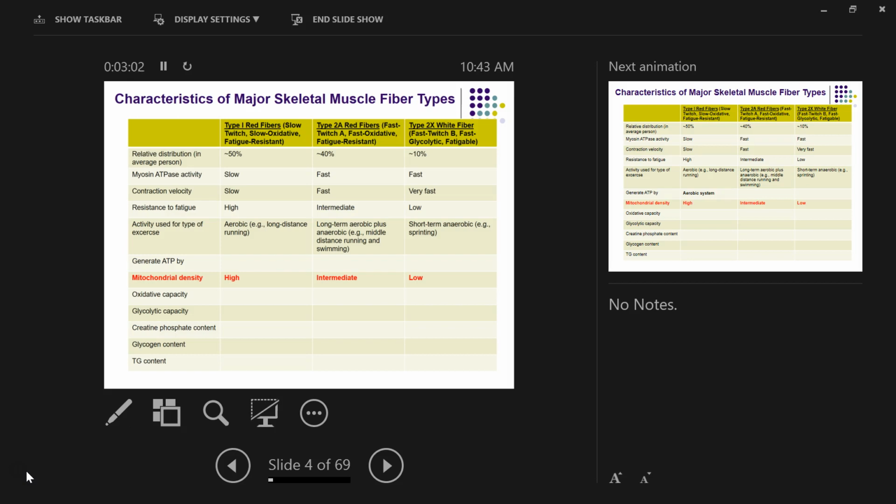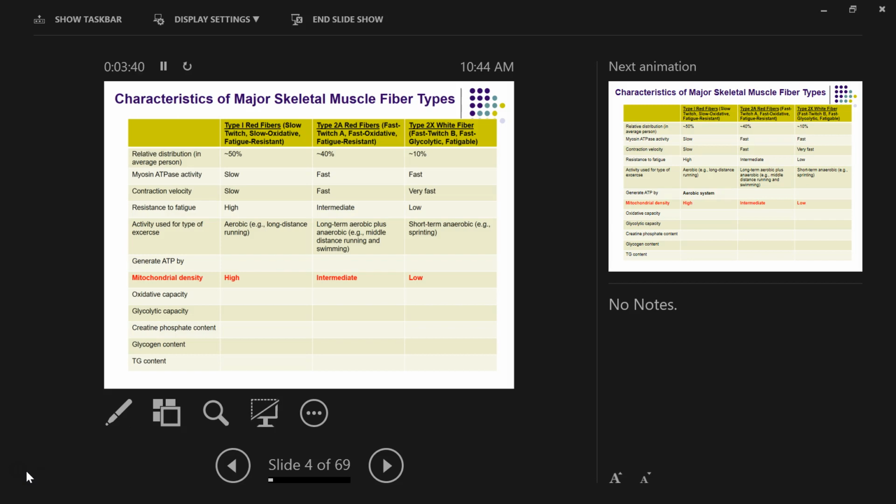So probably you will be kind of scared. Okay, this kind of information, how can I memorize it, right? So I'll tell you a trick, a tip. I think it's very useful. Try to remember the mitochondrial content in each type of fiber, and then the rest of the information should be very easy to understand and memorize.